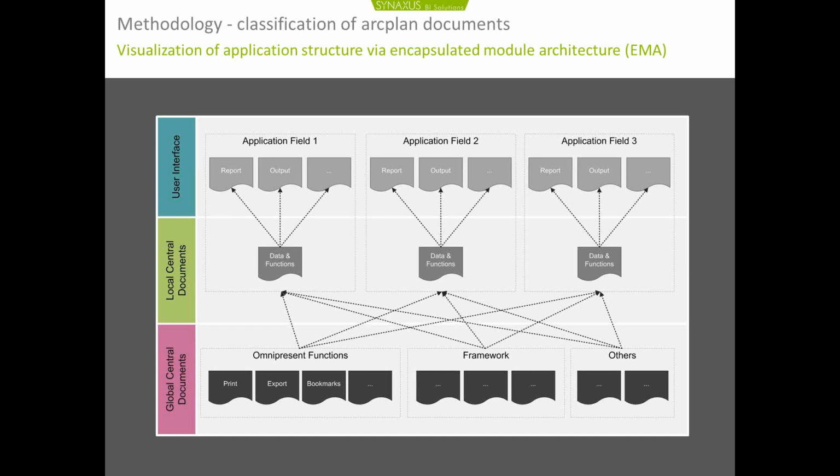After that, we have the local central documents, which hold data or functions for encapsulated fields of your application. And at the viewer side or the user side, we have the reports visible to them. The reason why we recommend this architectural standard is we have performance issues. We want to structure our application from a top level on document level. It's easier to maintain those structured applications, and we can have distributed development.